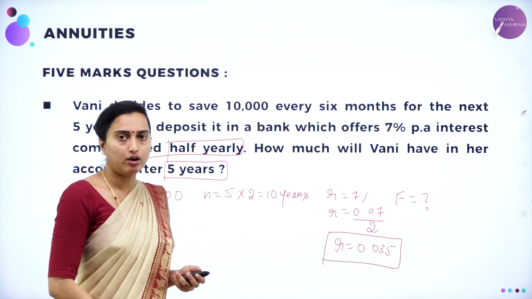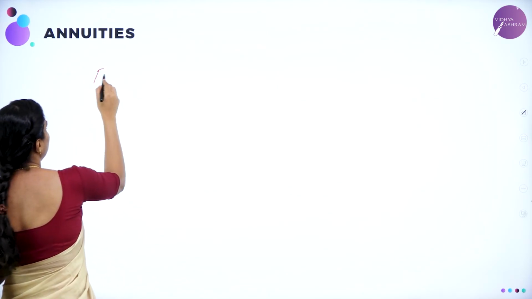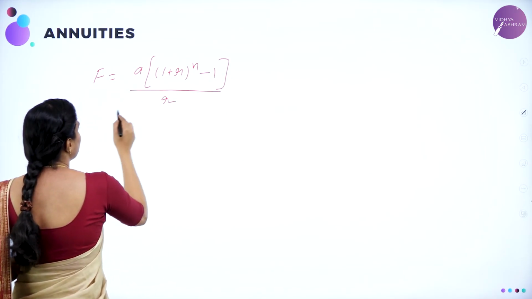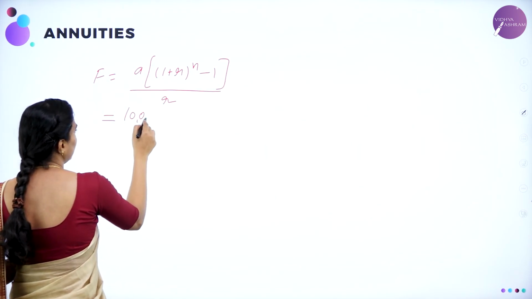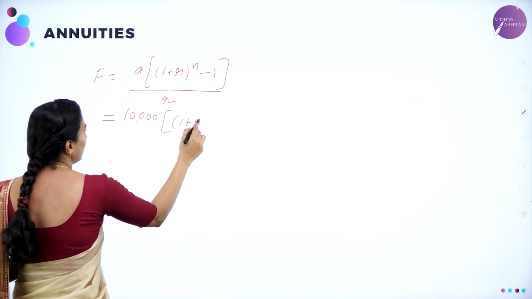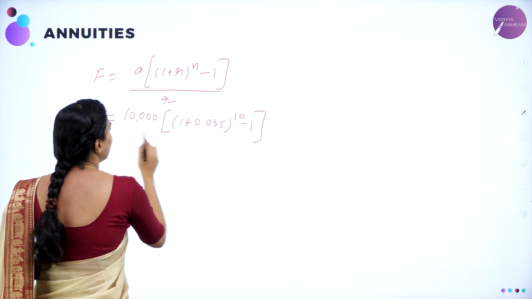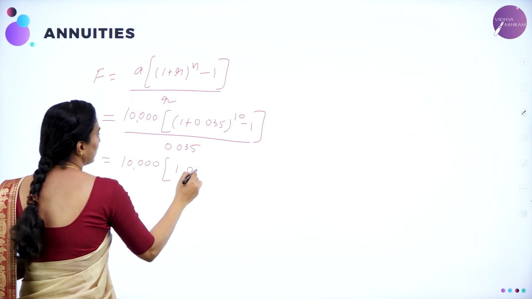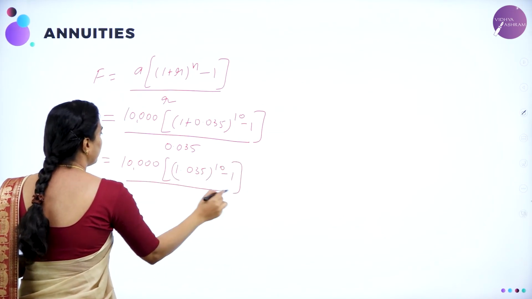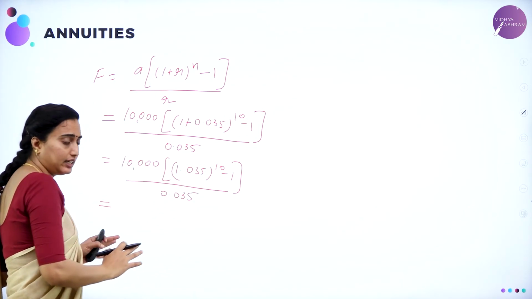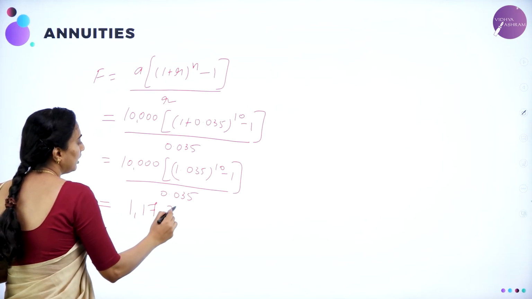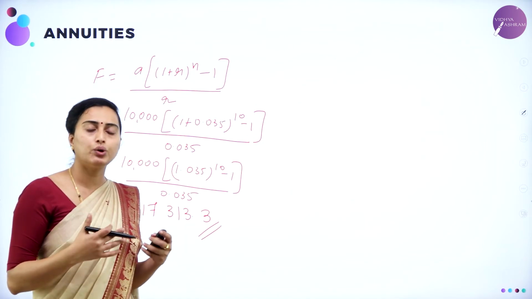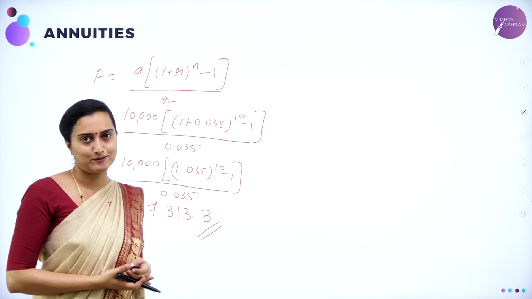Now, let me take the formula: F is equal to A into 1 plus R whole to the power of N minus 1, divided by R. So, A is nothing but 10,000, 1 plus R is 1.035, and N is 10, minus 1, divided by 0.035. So here 10,000 into 1.035 whole to the power of 10 minus 1, divided by 0.035. After doing all this calculation, you are going to get 1,17,313.3. So this much she is going to get after 10 years when she saves rupees 10,000 every 6 months. I hope you got this one.